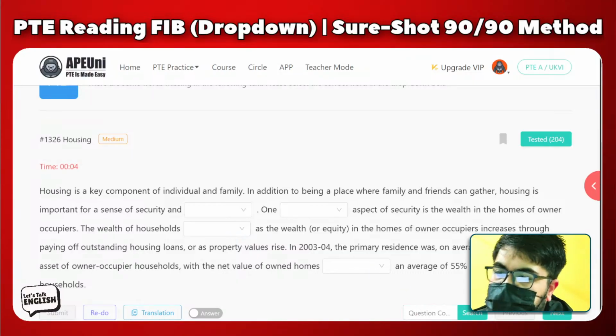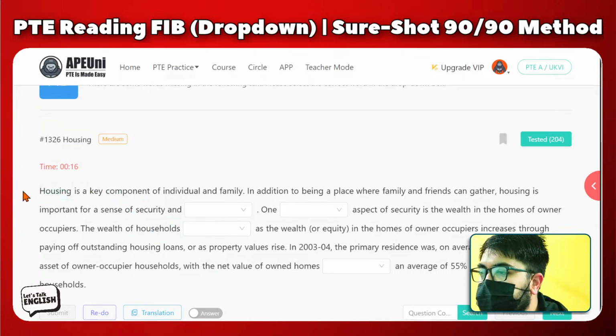The number one mistake that I see candidates making usually is the fact that they don't like to read the full sentence, which is something that we are not going to do here. So let's get started. Housing is a key component of individual and family.